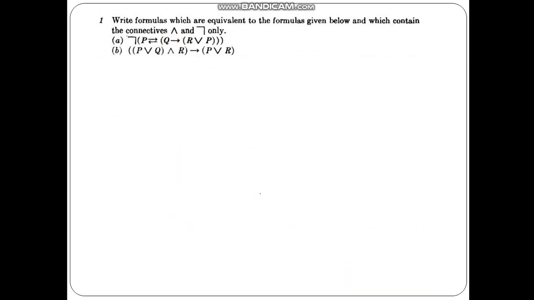Moving ahead, let us consider the second example: P and Q or R implies P or R. So P or Q and R implies P or R. The and is already here, so we are not going to touch this. In the next step I will convert this implication into not (P or Q and R) or P or R, so not is applied to this complete first half, and this second half is as it is.